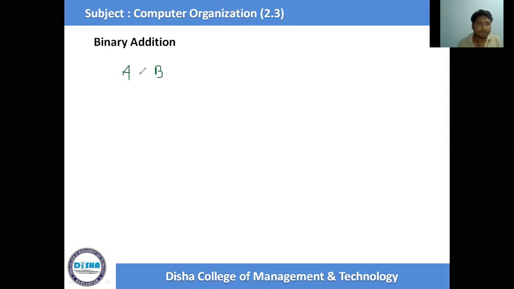If we add these two values, then only our addition process is complete and we get the result. We cannot add a single value. Let's say A contains a binary value, that is 1 and 0, and similarly B contains a value, that is 0 and 1. So A is a 2-bit binary number, B is a 2-bit binary number.